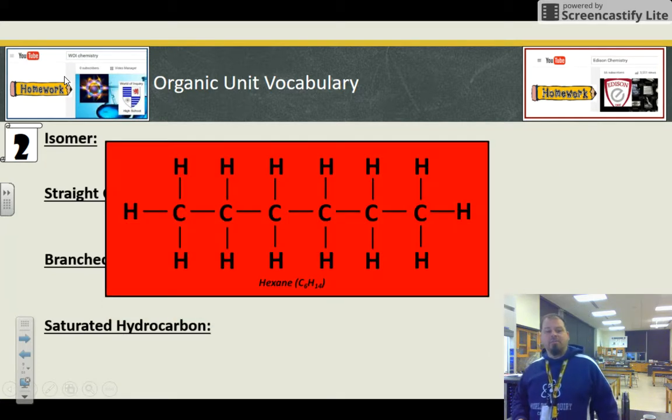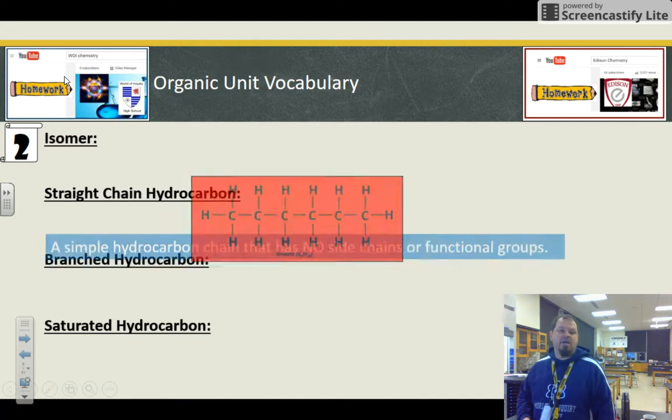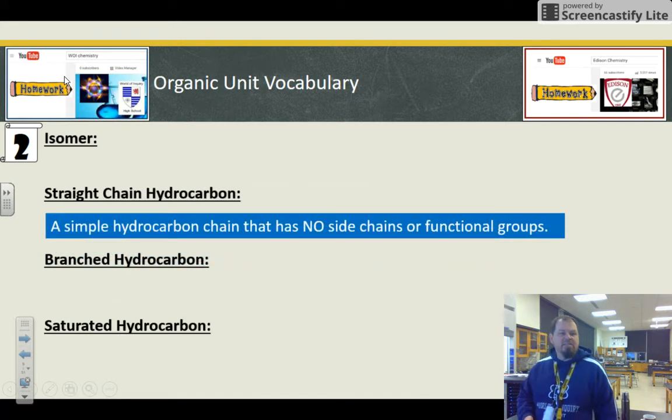Straight chain hydrocarbon, just like it looks like. It's a straight chain of carbons. We need to be able to count that base straight chain because that's going to be the backbone of our molecule, and that's going to affect our naming. A simple hydrocarbon chain that has no side chains or functional groups.